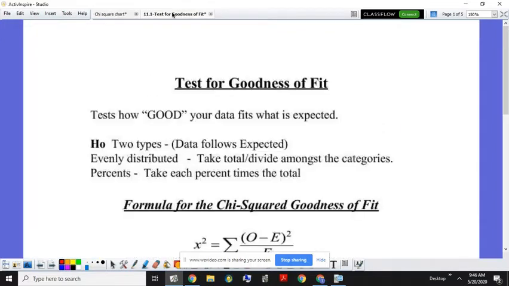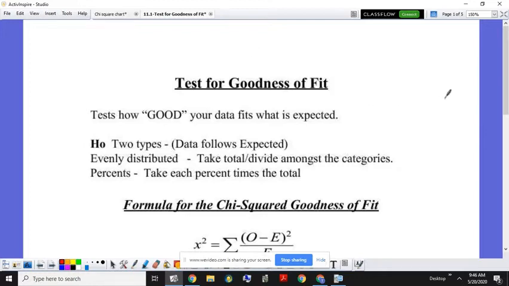You don't need the notes, but it would be best if you printed out a chi-square chart. If not, there's one in your book, and you can also use the one online that I have posted. So either way, you need your graphing calculator.